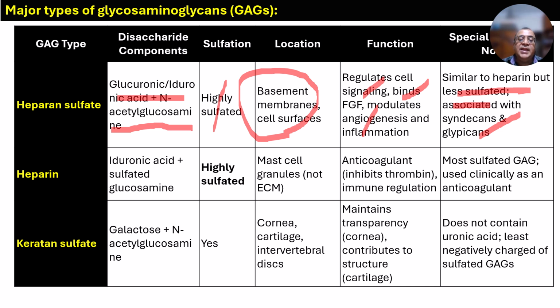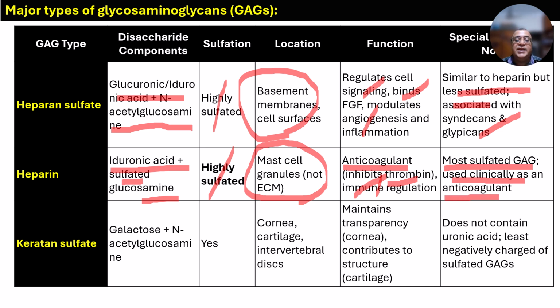Heparin contains iduronic acid plus sulfated glucosamine. It is highly sulfated, and it is present in mast cell granules. It has anticoagulant activity, meaning it inhibits thrombin, and it also regulates the immune system. Heparin is the most sulfated glycosaminoglycan, and it is used clinically as an anticoagulant.